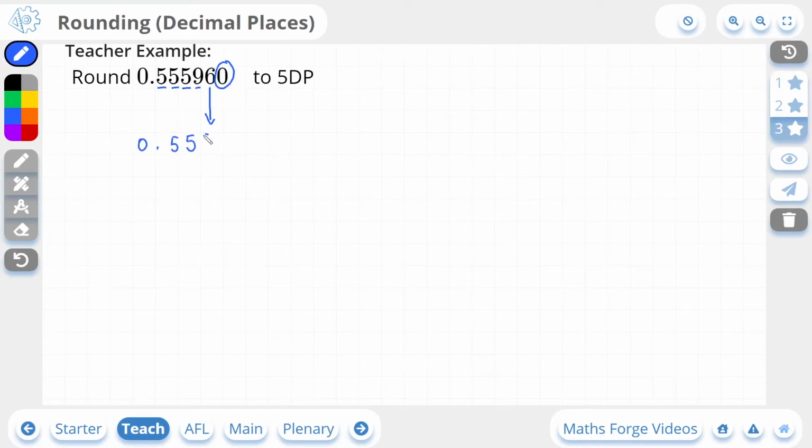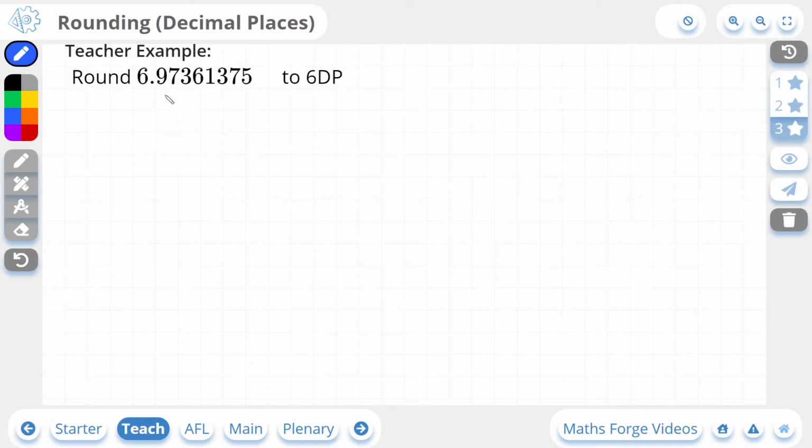So it's going to be 0.55596. And since it's asking us to round to 5 decimal places, I'm only going to give them 5 decimal places. So the 6 did not end up rounding up. It ended up staying the same. And if we check our answer, there it is. We'll do a final 3-star example.